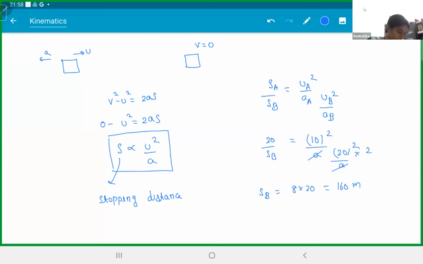Yeah, so there are two variables, u square and a. I'm changing both of them. Next one, everyone. Any doubts on this? Ali got this. Anay?